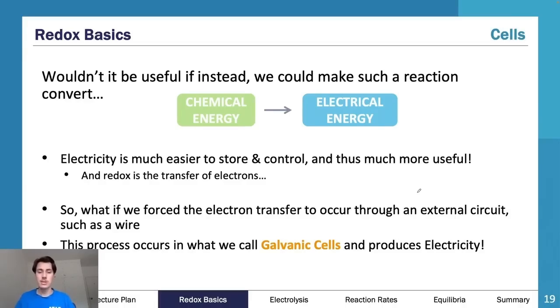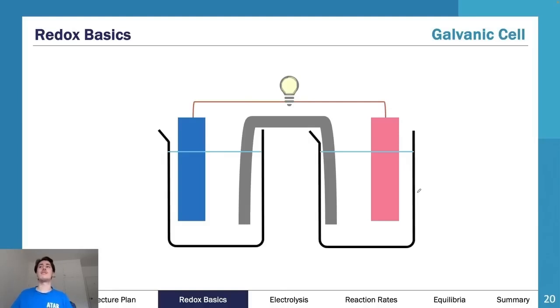This process occurs in what we call galvanic cells, and as I said, it produces electricity. I hope you know what galvanic cells are by now, and I hope you know how to draw one. If you don't, or if your galvanic cells don't look slightly like what I draw, do what I'm doing. This is what your galvanic cell drawings should look somewhat like. If they don't, you need to start drawing them like this. This is a basic galvanic cell.